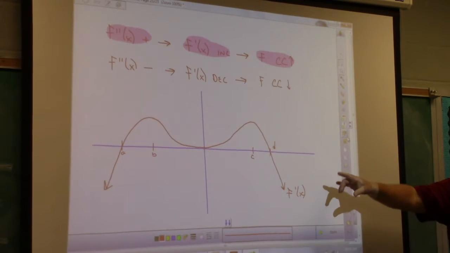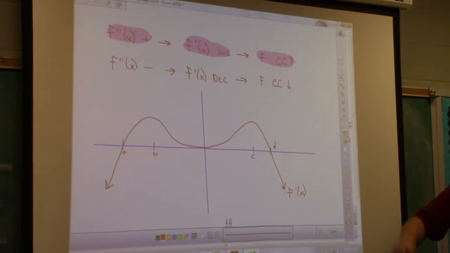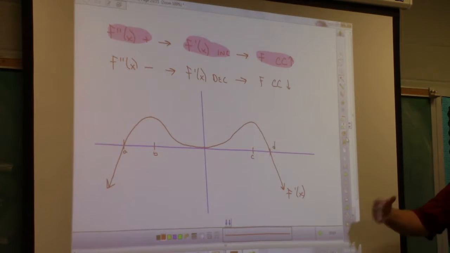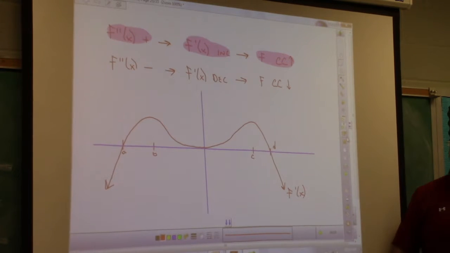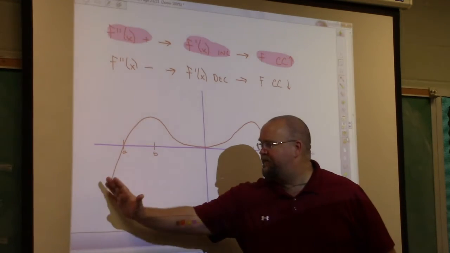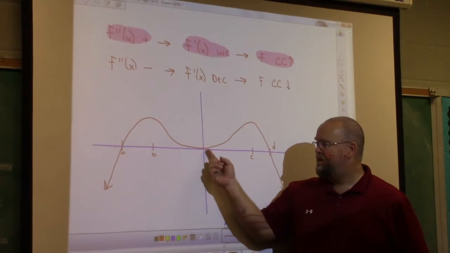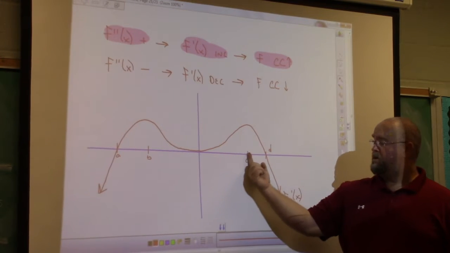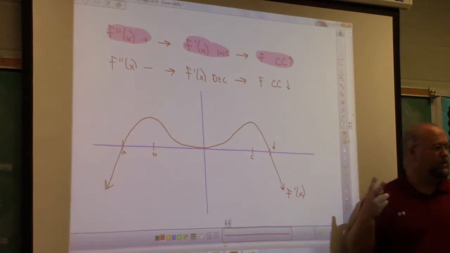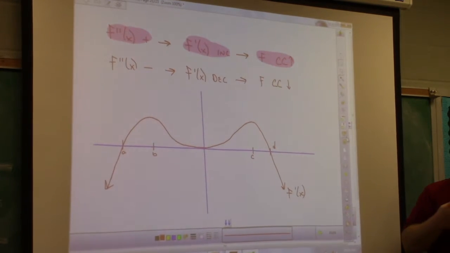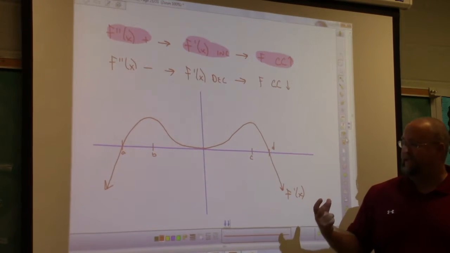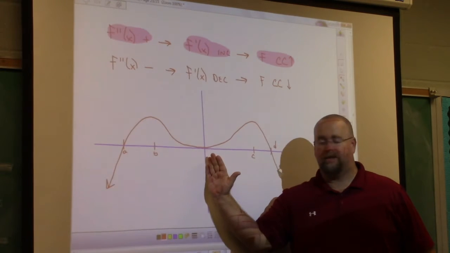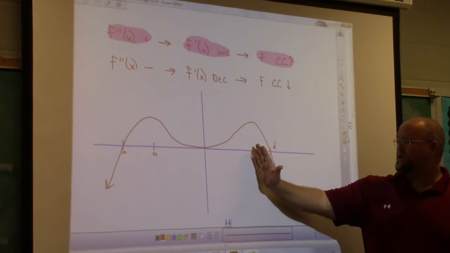So what am I looking for if I'm trying to figure out where f is concave up? I'm looking to see where f prime is increasing. So where is f prime increasing? Negative infinity to b, and 0 to c. Those are the two intervals where we're concave up. And the flip side: where is f prime decreasing? B to 0, and where else?